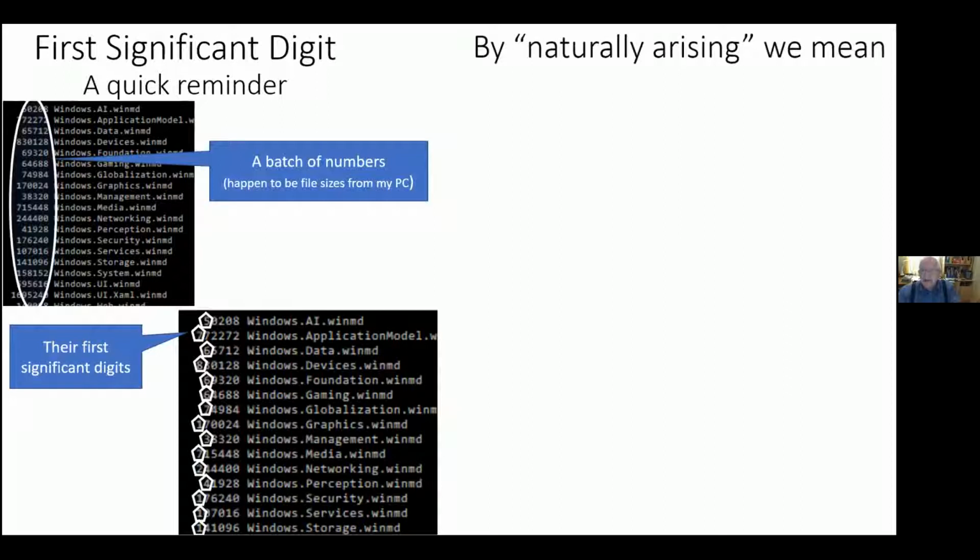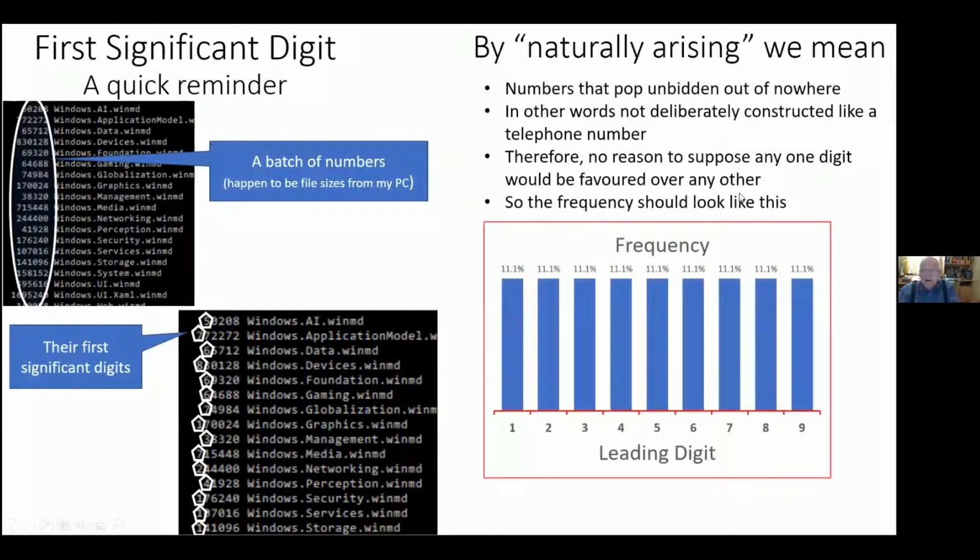By naturally arising, it's a bit more of a subtle concept. We're talking about numbers that, as it says here, pop up unbidden out of nowhere. They're not constructed numbers, not numbers like the house number of your home or telephone number where the numbers stand in for a geographical area, like in the old days when your telephone number started with 3 letters being the name of the exchange. The numbers are conceptually no different to that.